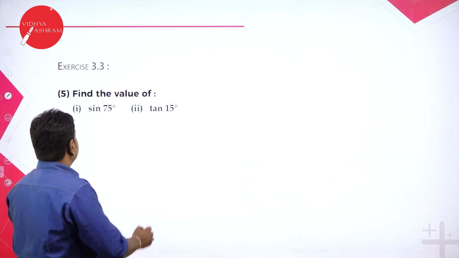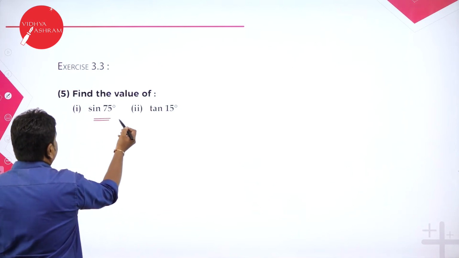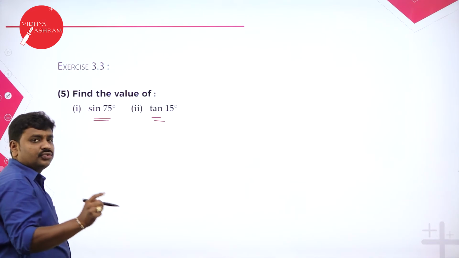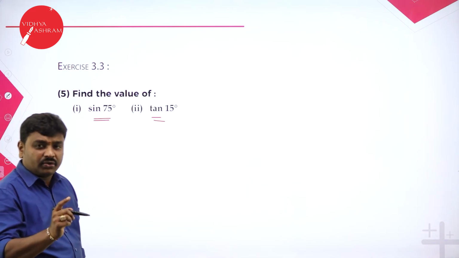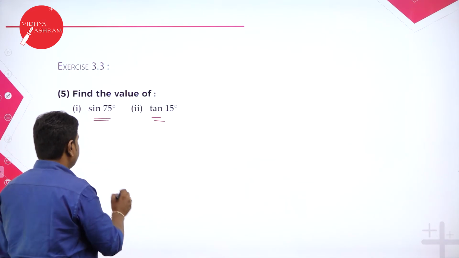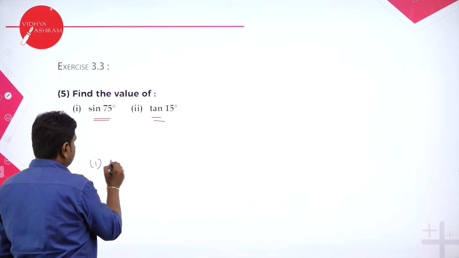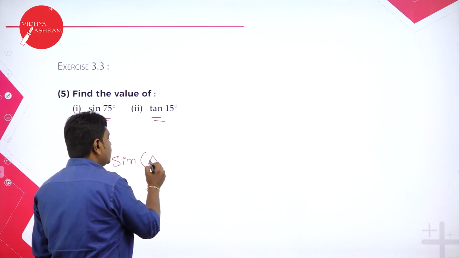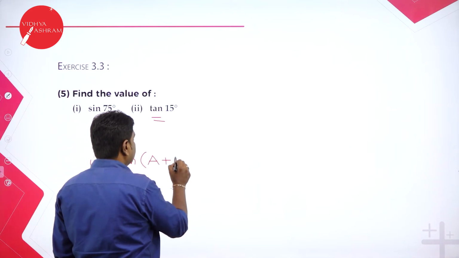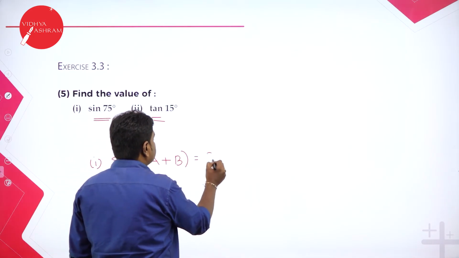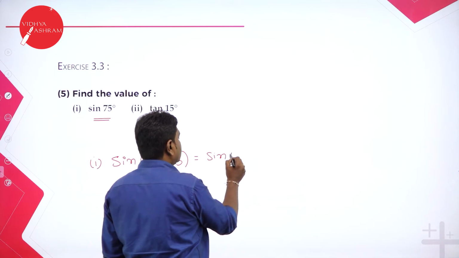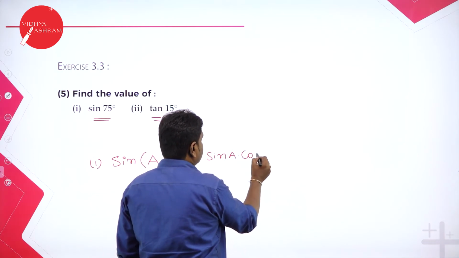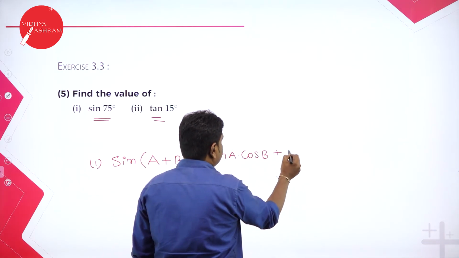Next, they want you to find the value of this. So for this we need to use compound angles. We need to derive compound angles. Observe the compound angle for sine. Sine of A plus B is sin A cos B plus cos A sin B. What is sine of A plus B? Sin A cos B plus cos A sin B.